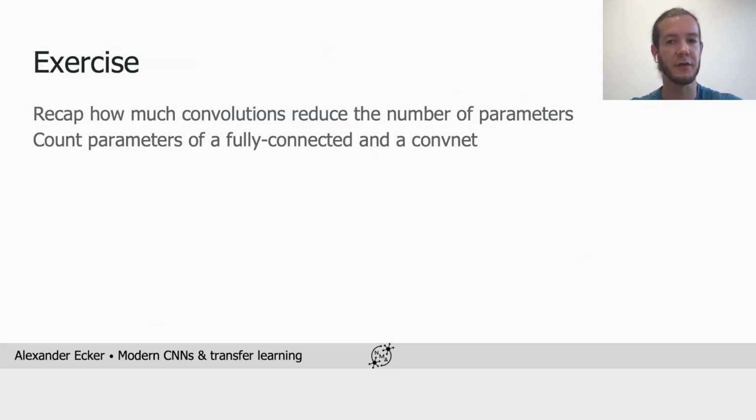So for the exercise, I want you guys to recap just how massively convnets reduce the number of parameters. We'll count and compare the number of parameters in different convnets and fully connected networks.